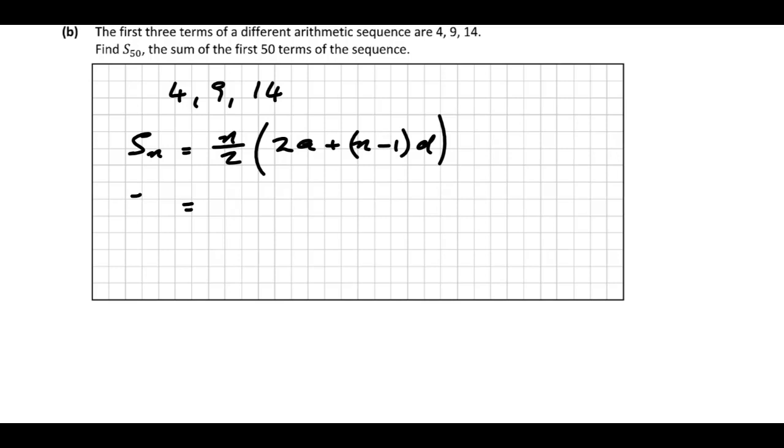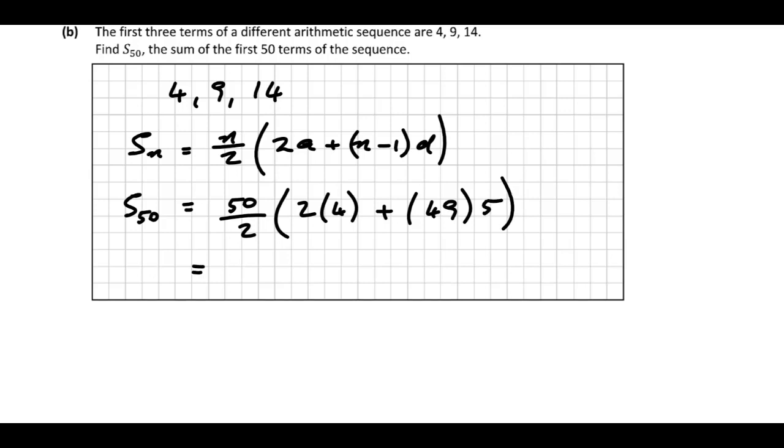We want S50, the 50th term. So that means n is 50, so we're going to put 50 here. Our first term a is 4, so we've got to multiply that by 2. n is 50, so this is 50 minus 1, which is 49. And our common difference here is, well, 4 up to 9 will give you 5. 9 plus 5 will give you 14, so our d is 5. So this is what we've got to work out.